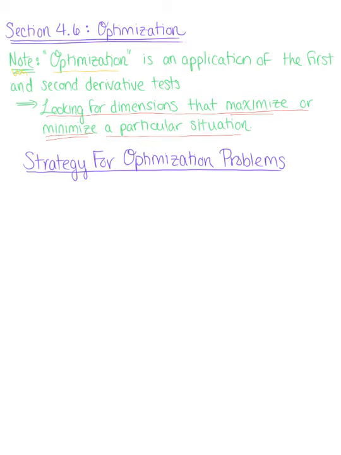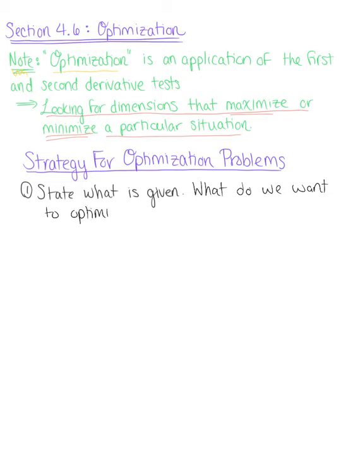So to get us started, I want to give you a little strategy to help you with solving optimization problems. So the first thing that you want to do is state what is given. You also want to ask yourself, what are we trying to optimize? So we say, what do we want to optimize? What are we trying to minimize or maximize?